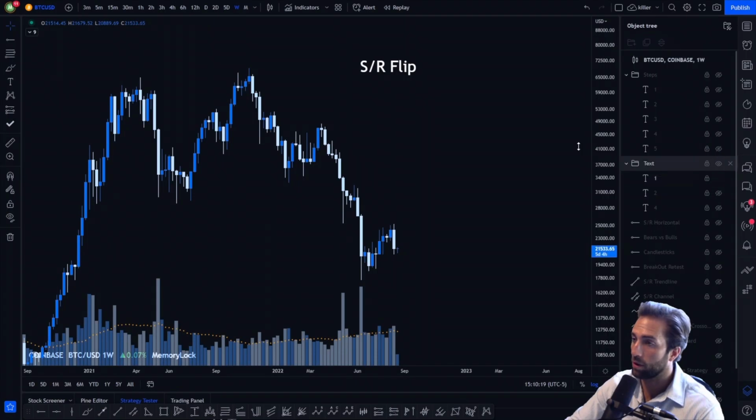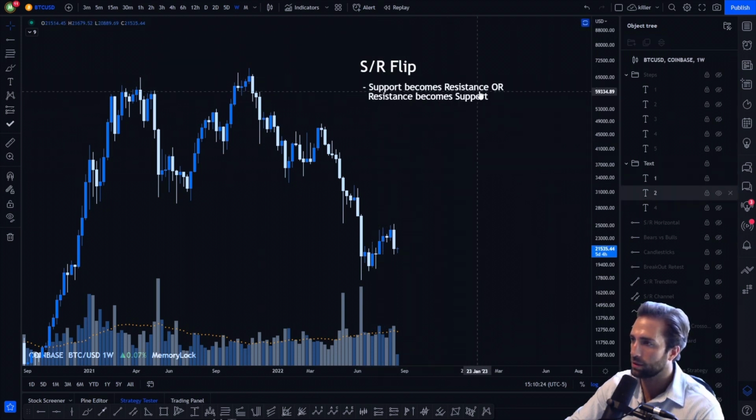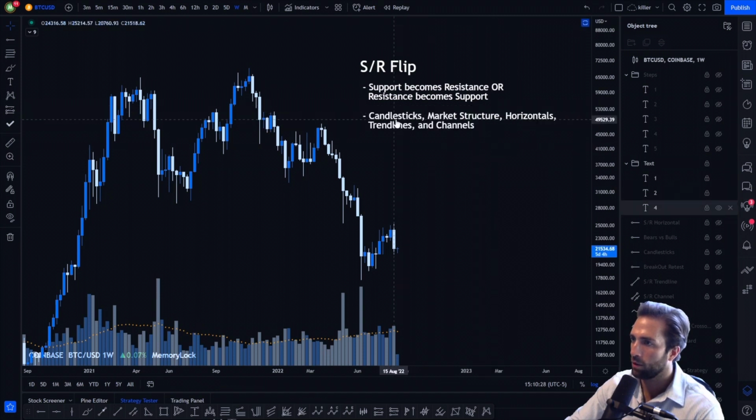Support and resistance flip, otherwise known as an SR flip, is when support becomes resistance or resistance becomes support. We're going to use candlesticks, market structure, horizontals, trend lines, and channels from previous tutorials to better explain this concept.